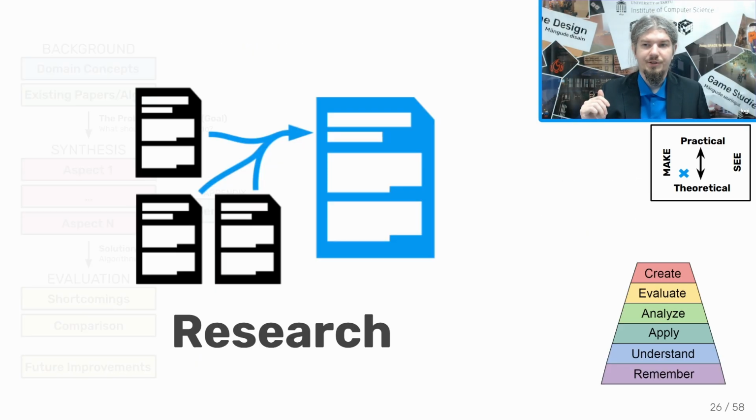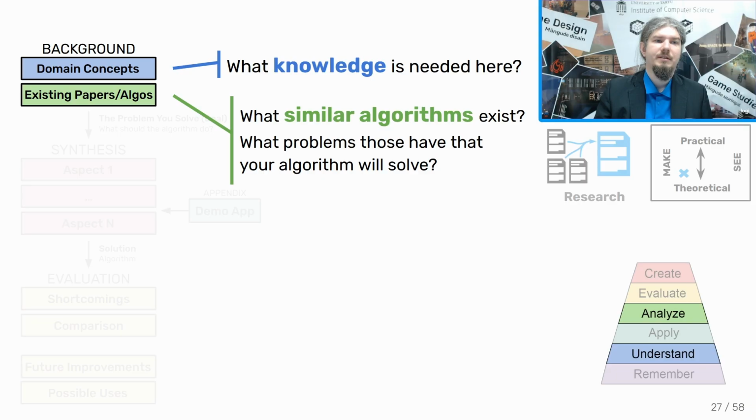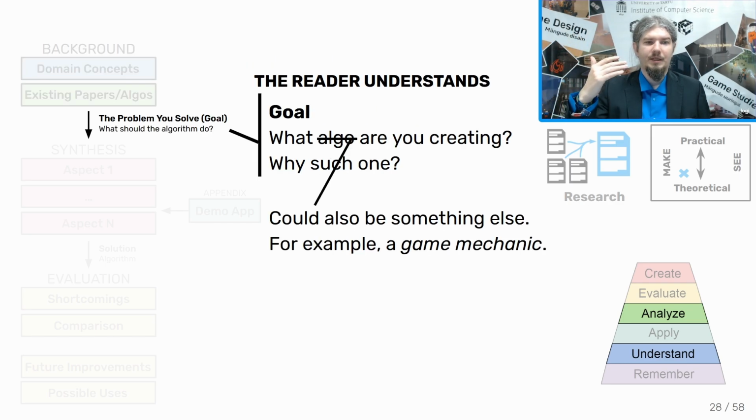Next up is the research type. So there, the first part is the background part, so the domain concepts. So there you show that you understand the domain and you also relay that understanding to the reader. And then you analyze the existing papers and algorithms. So what other similar algorithms exist, and you really analyze the pros and cons and what is missing in that field in those papers. From that first part, the reader should understand what is the problem or the goal you're trying to solve. What is your algorithm supposed to do?